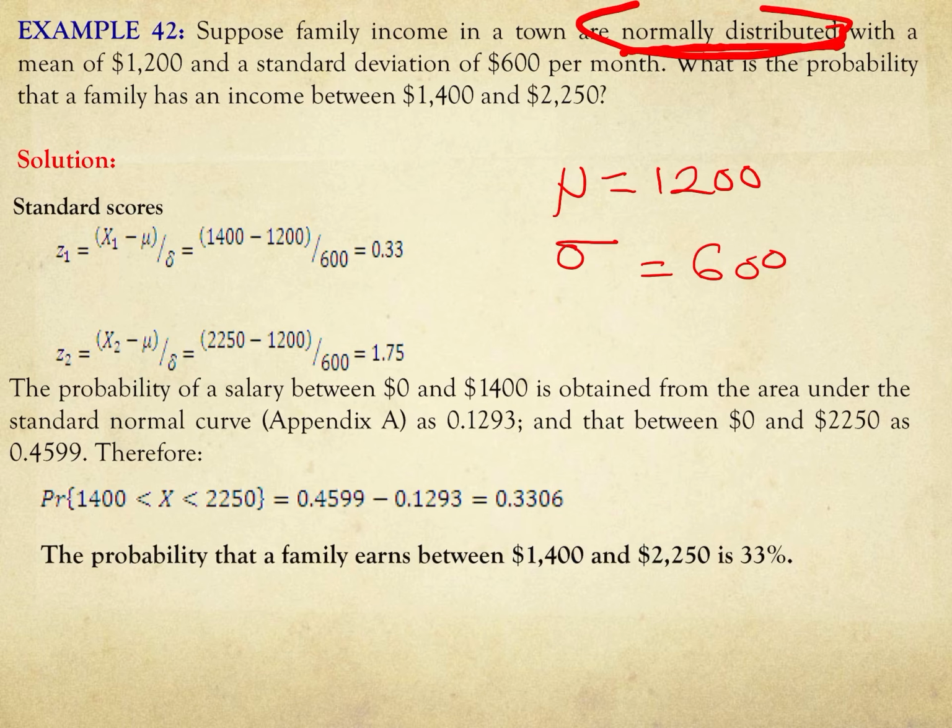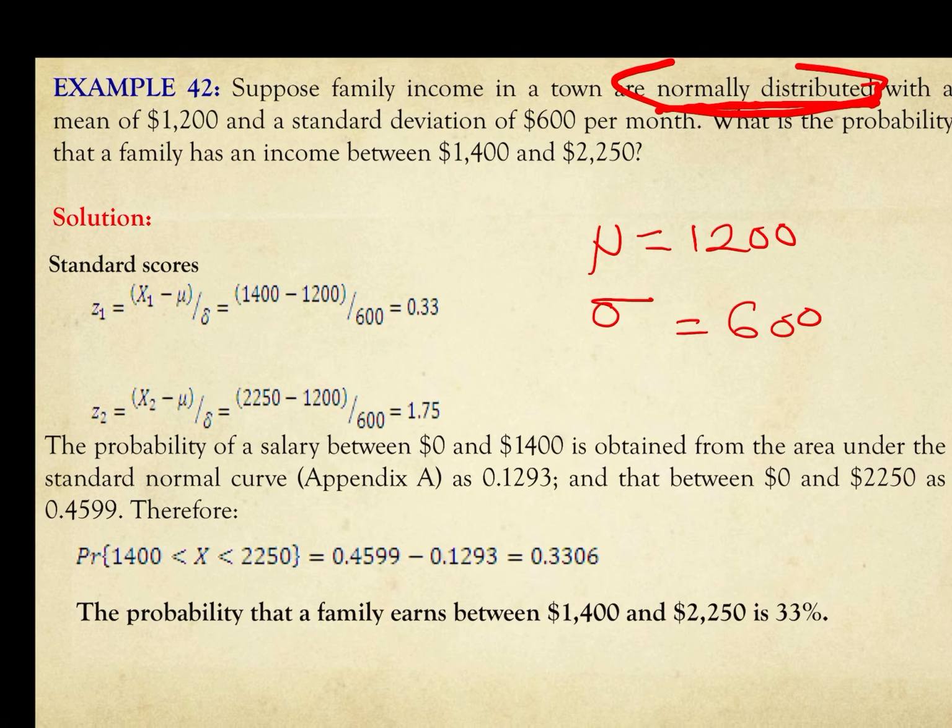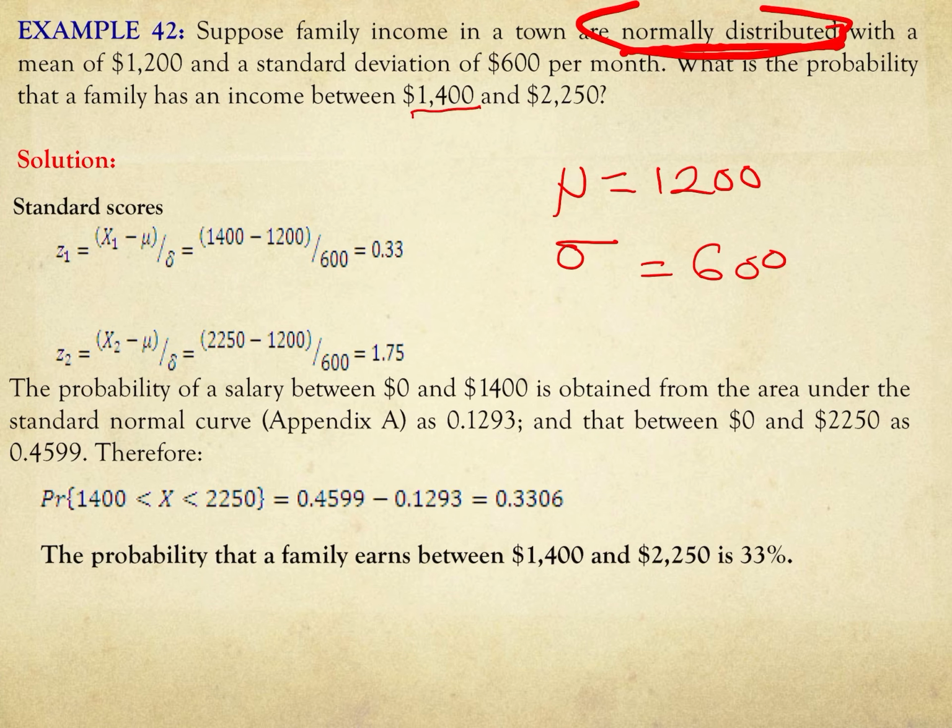So that means we have two values here that we need to standardize. We've gotten the mean, we've gotten the standard deviation. Let's look at the question. It says, what is the probability that a family has an income between 1,400 and 2,250? So what this means is we have two x values, x1 and x2, and we need to standardize both of them to z1 and z2 using the formula that we have. Let's move on to the next page and try and work it together.